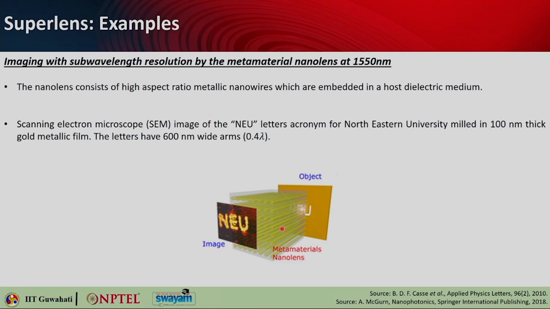Okay, and this is the lens, and this lens actually allows you to capture the evanescent waves and amplify them so that you can clearly capture the image of this particular object. So these are a couple of examples of super lens that people have used in different frequency regimes.